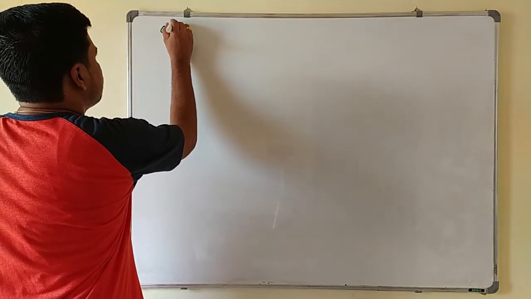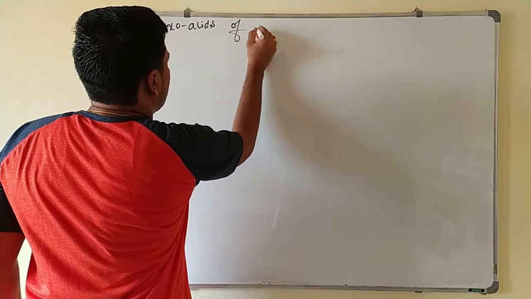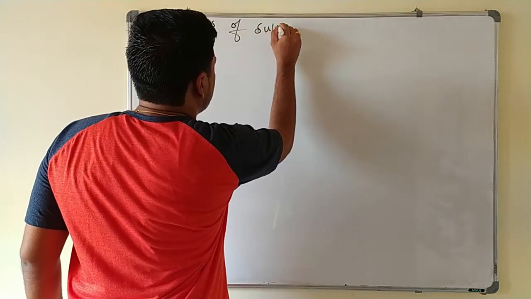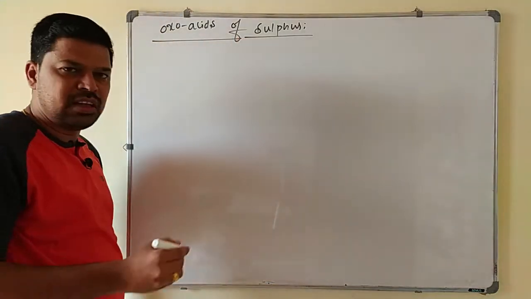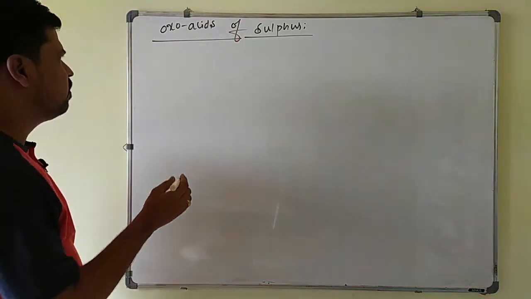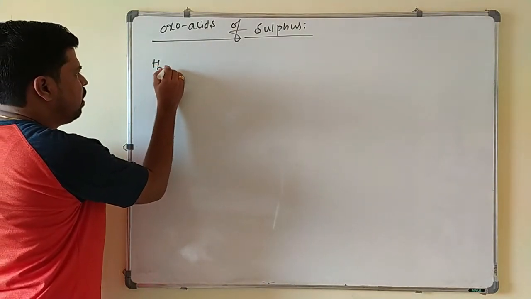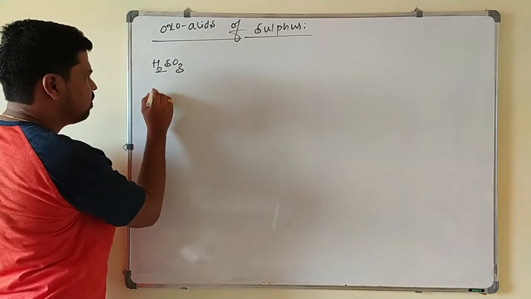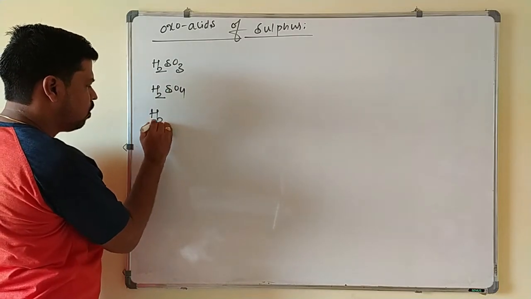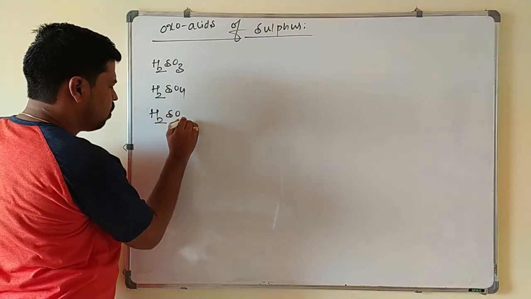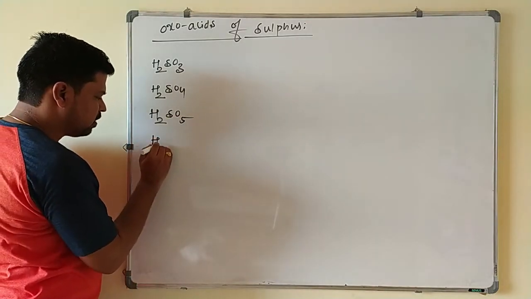Oxo acids of sulfur. Sulfur forms many oxo acids. We will write all the oxo acids of sulfur first. First one I will write H2SO3, H2SO4, H2SO5. Next one I will write thioacids.